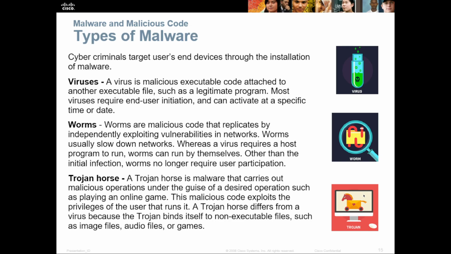So we also have Trojan horses. So a Trojan horse is a malware that carries out malicious operations under the guise of a desired operation, such as playing an online game. So this malicious code exploits the privileges of the user that runs it. So a Trojan horse differs from a virus because the Trojan horse binds itself to non-executable files such as an image file, audio file, or game files.